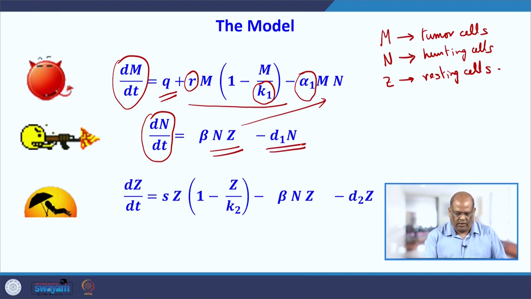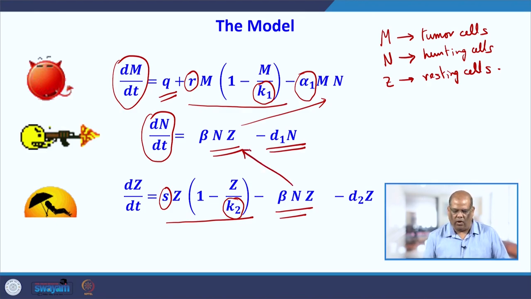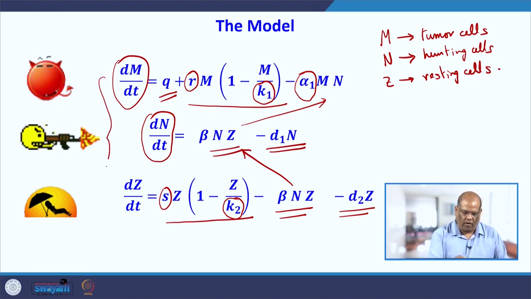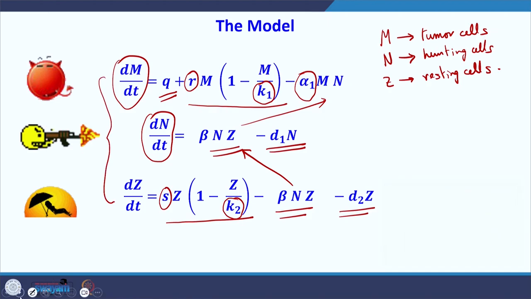Now, the resting cells also follow a logistic growth. Their rate of growth is S, which is the intrinsic growth rate, and K2 is the carrying capacity. And here this beta is the rate at which your resting cell is converted to the hunting cell, and hence it appears here. And D2 is the natural death of these resting cells. So, this explains the model of the tumor and the immune system.